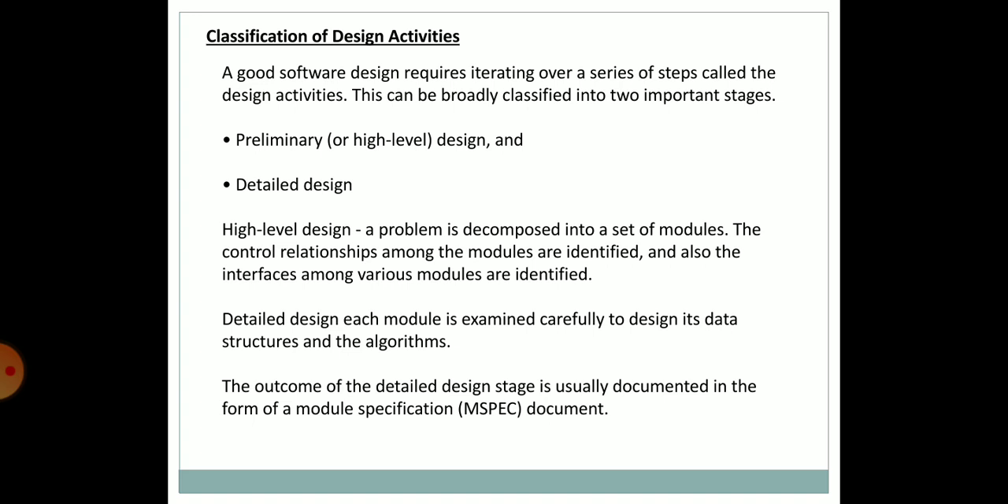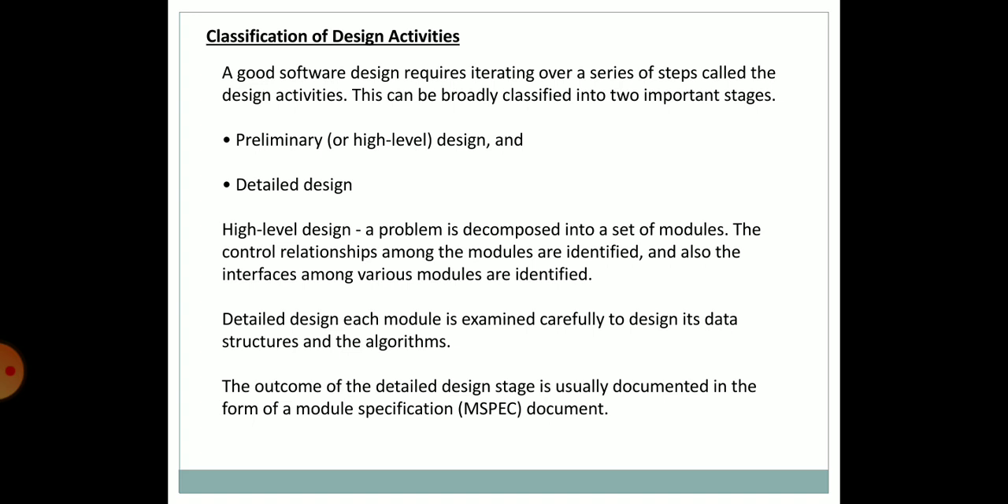The control relationships among the modules should be identified clearly. That means the function calls. We are decomposing the overall task into modules, and the separate modules may have relationships with other modules that may be accomplished by establishing function calls or data exchange. So these control relationships are identified, and also the interfaces among various modules. After decomposing the software into separate modules, we have to identify the control relationships and the interfaces among the modules. This is done at the high level design stage.